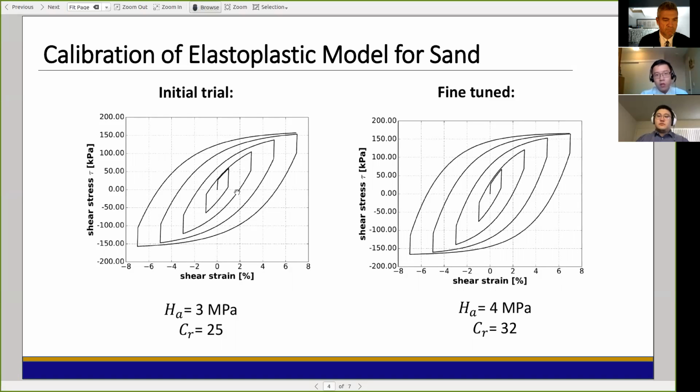So based on this, if you do the calibration, you want to increase your HA a little bit so that you can have a higher shear strength, and also your stress strain response will look a little bit steeper. Your soil will be a little bit stiffer. So after some fine tuning, you can change the parameters HA and CR. You can get this fine-tuned response with HA equal to 4 megapascal and CR equal to 32. And you can see here now we can hit the target shear strength, and also the stress strain response looks reasonable.